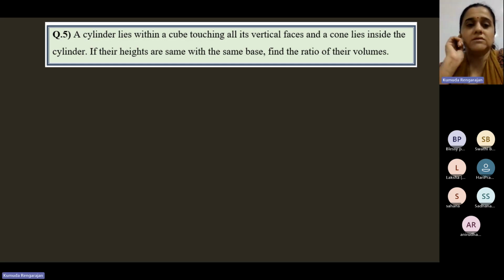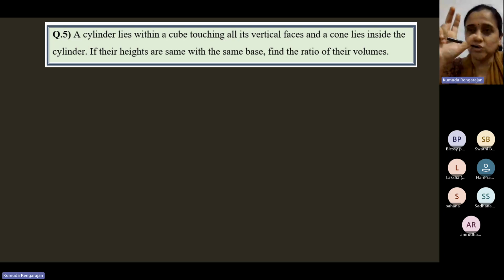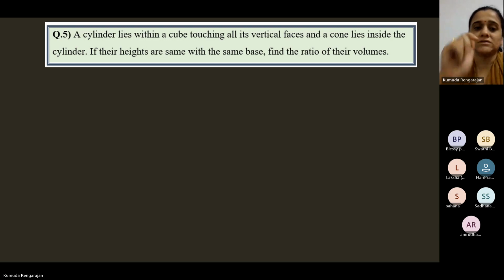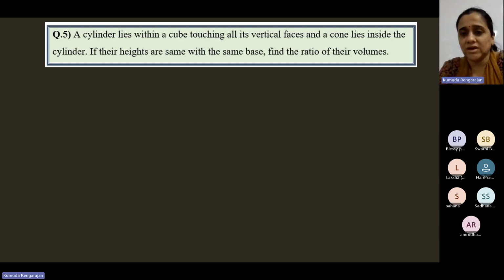A cylinder lies within a cube, touching all its vertical faces, and a cone lies inside the cylinder. So there's a cube, and inside the cube there's a cylinder. If their heights are the same with the same base, find the ratio of their volumes.